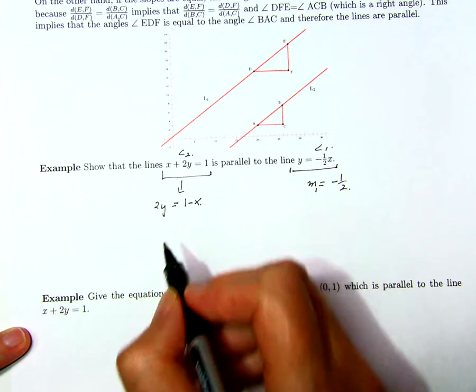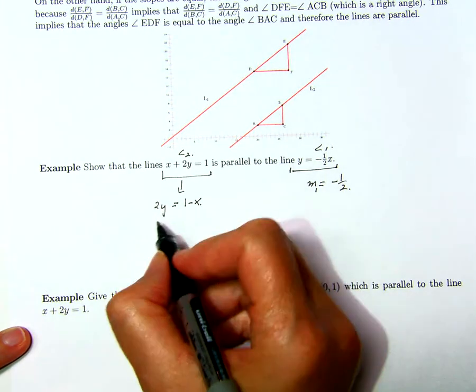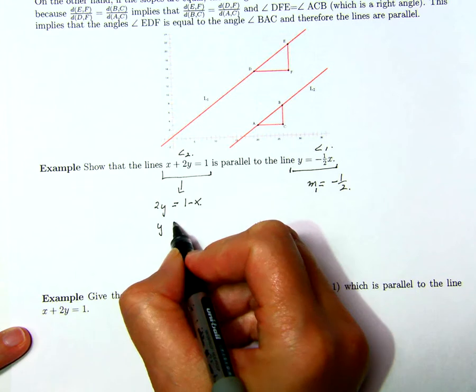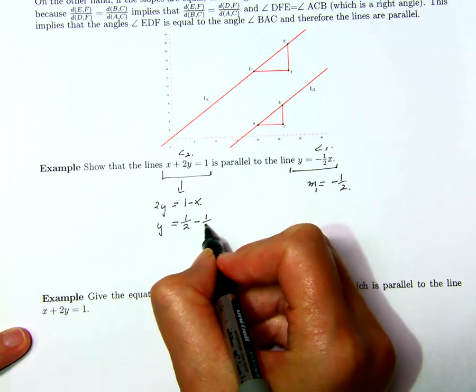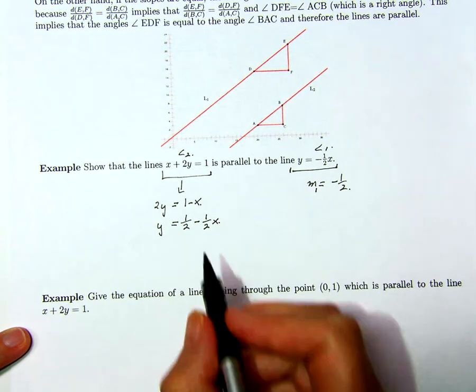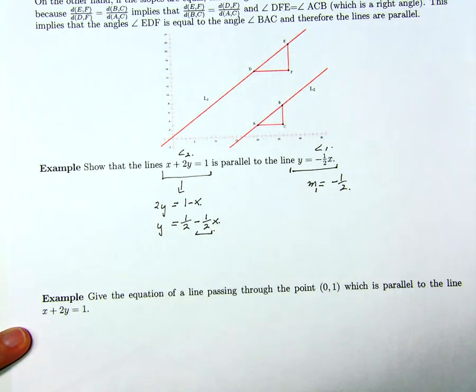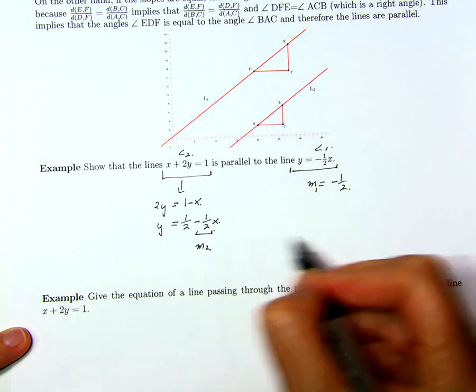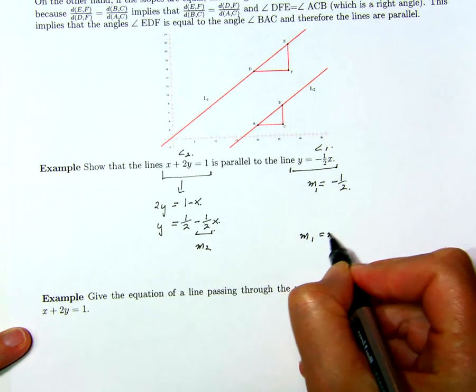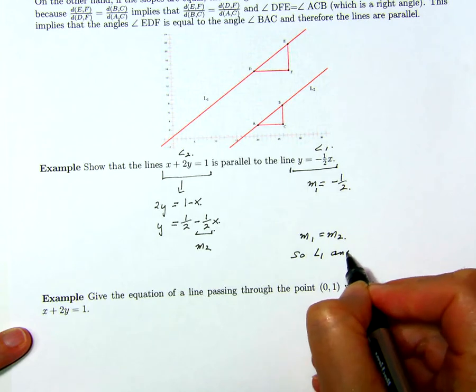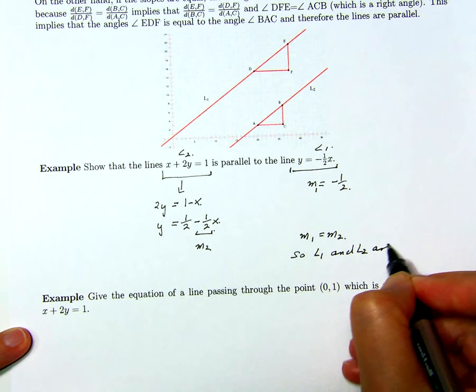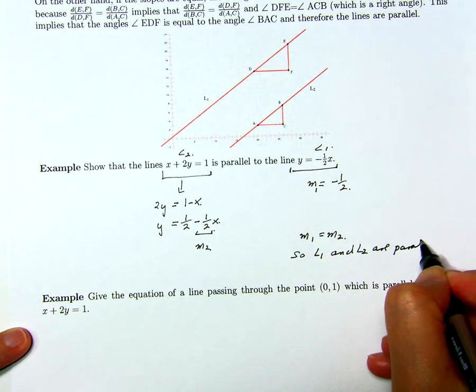And that's 2y equals 1 minus x. And I have, dividing across by 2, y equals 1/2 minus 1/2 x. And again, the coefficient of x gives me the slope. And I see m1 equals m2. So L1 and L2 are parallel.